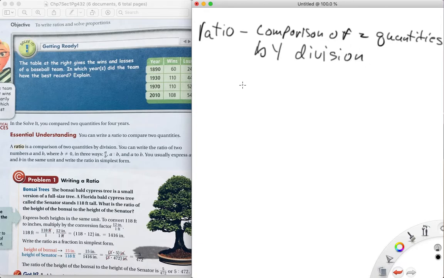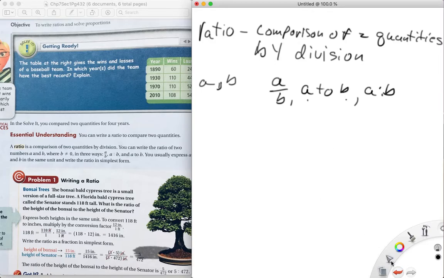Okay, you could write them in a couple of ways. So if we have some number A and some number B, one way to write a ratio, and this is the most common way, is to do it as a fraction, A over B. You can also say A to B, where the numerator is first and the denominator is second. Or you can write it A to B with the colon, again where the numerator is first and the denominator is second.